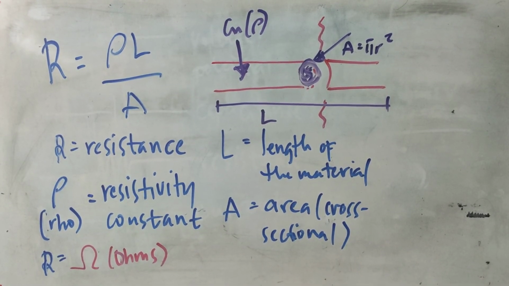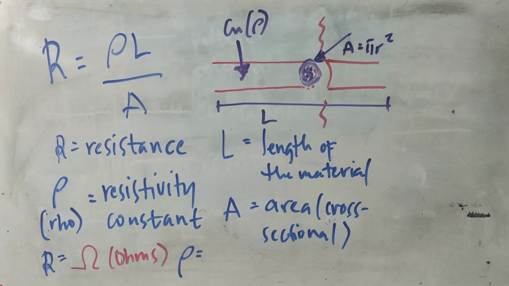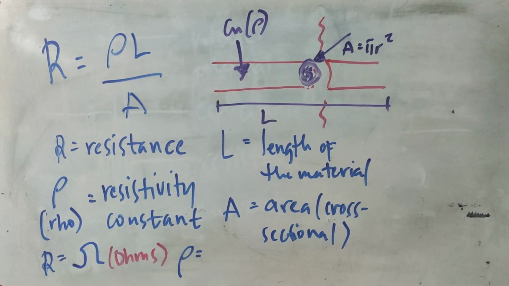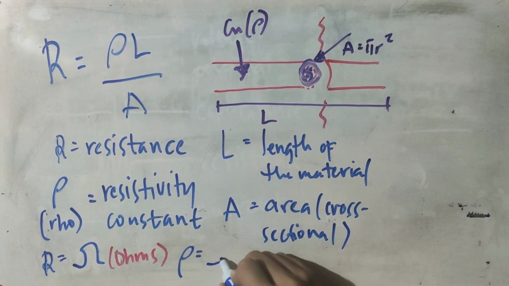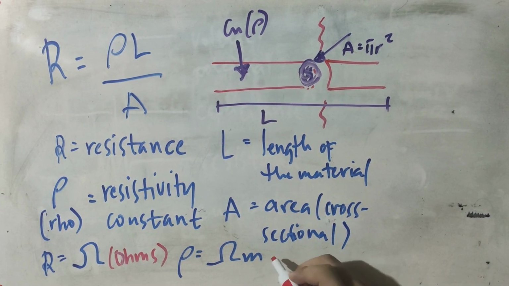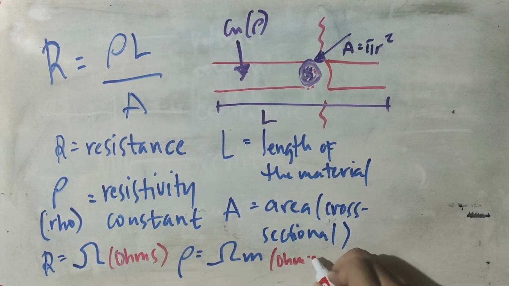Then we have rho, which is the resistivity constant. The unit for that is ohm meters. That's just multiplied. I mean ohm meters, not ohms per meter. So that's read as ohm meters.